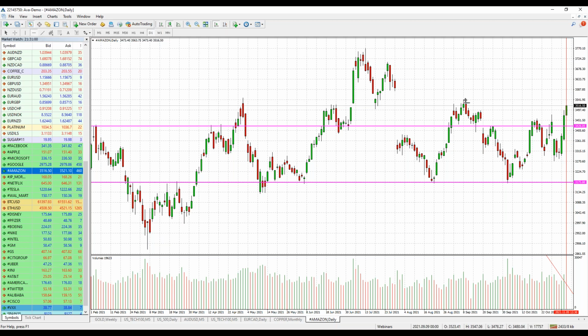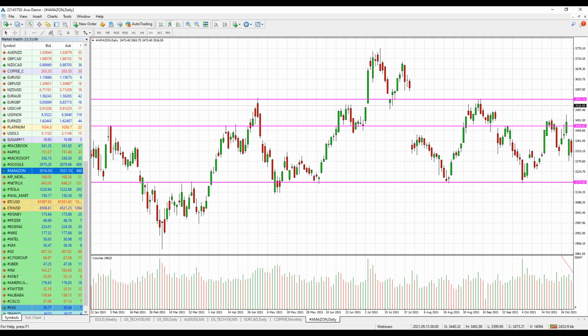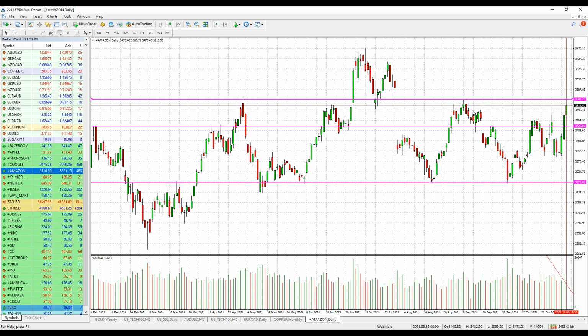And a similar idea, we have to show some strength around this level here, from which it was sold, and this was 3,542 and a half.